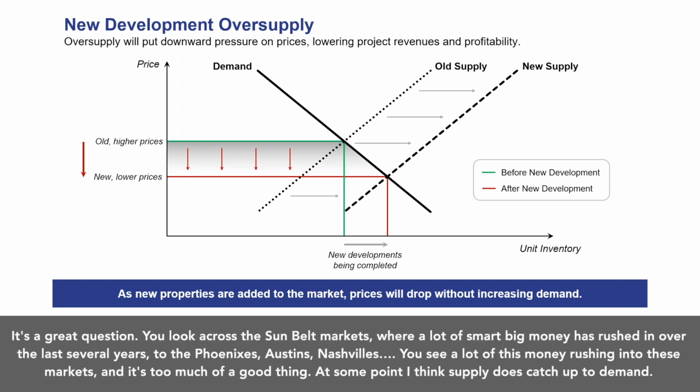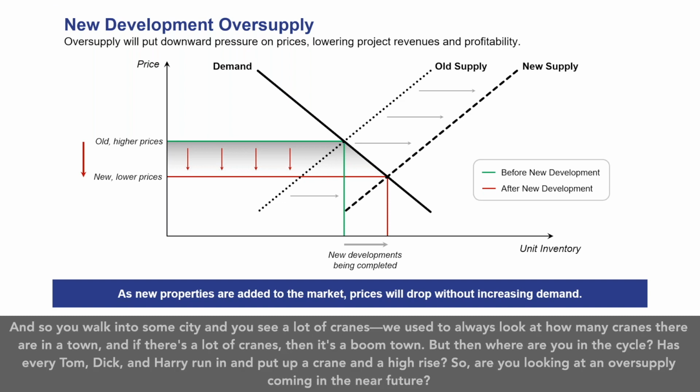It's a great question. You look across the Sun Belt markets where a lot of smart, big money has rushed in over the last several years to the Phoenixes, Austins, Nashvilles, Tampa. You see a lot of this money rushing into these markets, and it's too much of a good thing at some point. At some point, I think supply does catch up to demand. And so you walk into some city and you see a lot of cranes. We used to always look at how many cranes there are in a town, and if there's a lot of cranes, then it's a boom town.